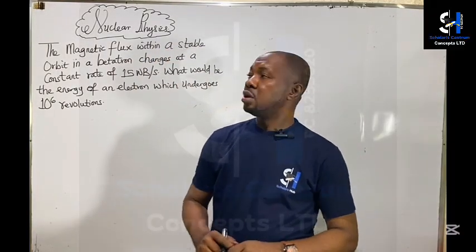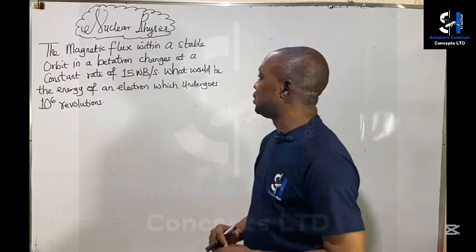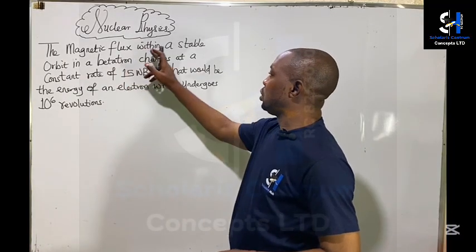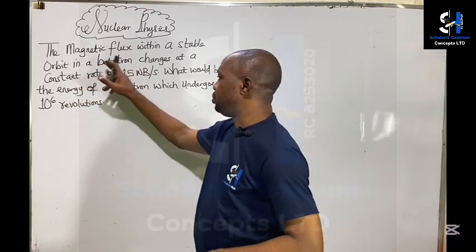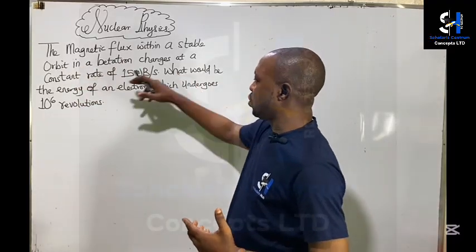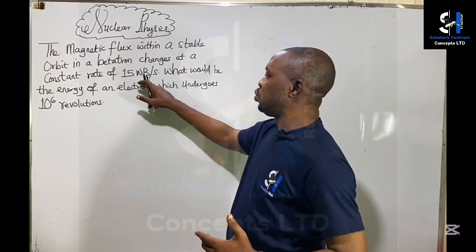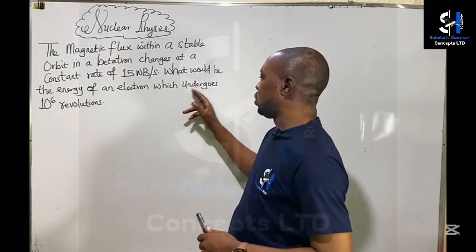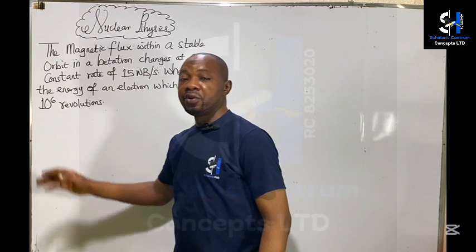Now today we have this nice nuclear physics question, and the question reads: the magnetic flux within a stable orbit in a betatron changes at a constant rate of 15 Weber per second. What will be the energy of an electron which undergoes 10 to the 6th revolution?